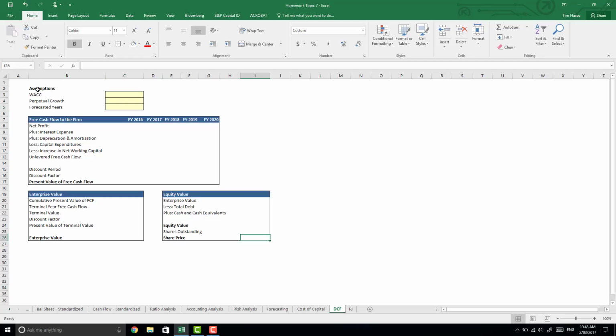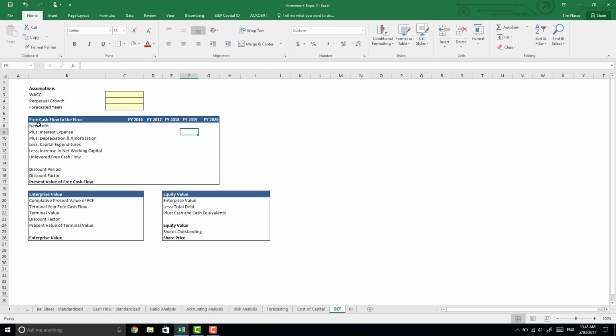Now this worksheet is structured quite simply. At the top, we have some assumptions that are going to be going into our discounted cash flow model. So we have the discount rate, or the WACC in this case, the perpetual growth, which is the long-term growth rate for our cash flows, and also how many years we're going to be forecasting. In this particular case, I've set it up to be 5 years.